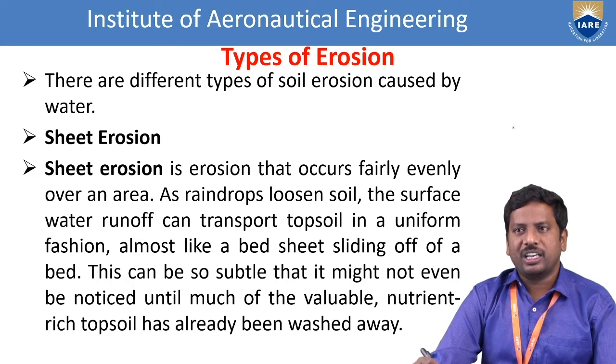There are mainly different types of soil erosion caused by water. The first one we see is sheet erosion. Sheet erosion is the erosion that occurs fairly evenly over an area. As raindrops loosen the soil, the surface water runoff can transport the topsoil in a uniform fashion, almost like a bed sheet sliding off a bed.